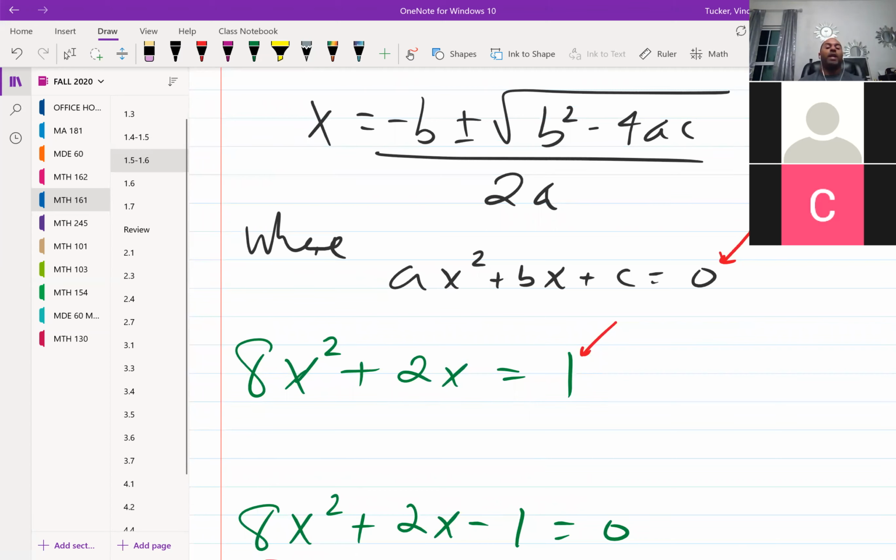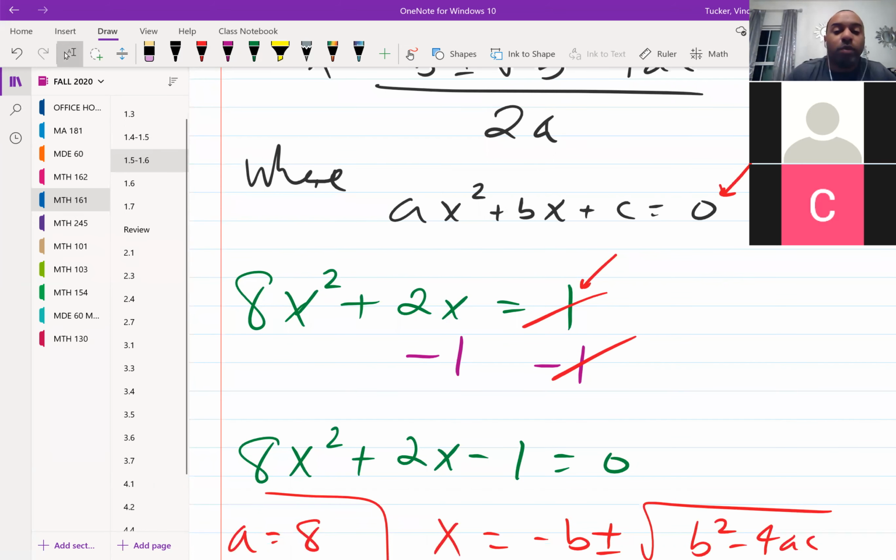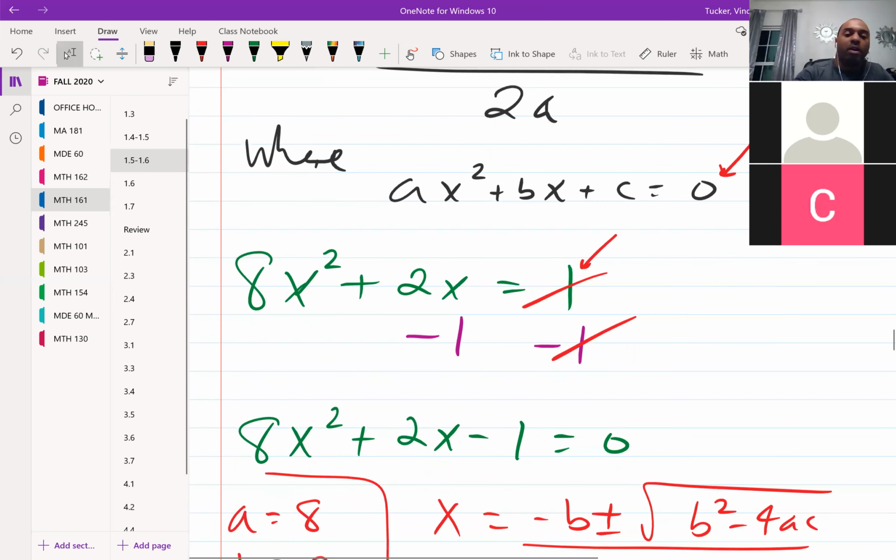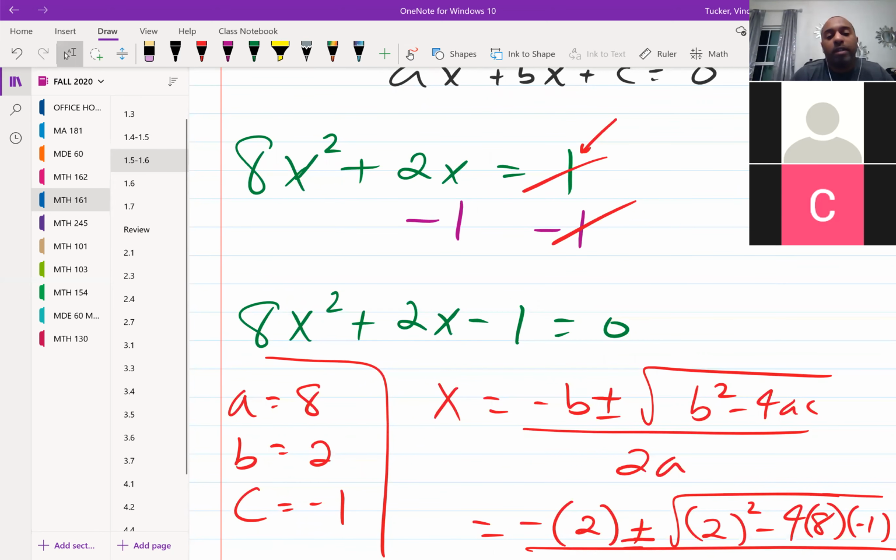So first problem, if I have 8x squared plus 2x equal to 1, and I want to solve by using the quadratic formula, the first thing I would do is subtract 1 from both sides. I need to set one side equal to 0, as I mentioned before. So the 1's cancel on the right, and that'll leave me with 8x squared plus 2x minus 1 equal to 0. Once I have one side equal to 0, I can establish what a, b, and c are. A is in front of x squared, which is 8. B is in front of x, which is 2. And then -1 is c, which is our constant.